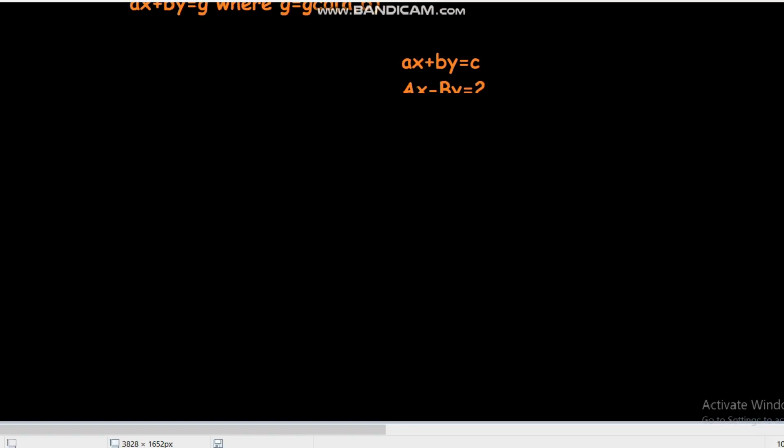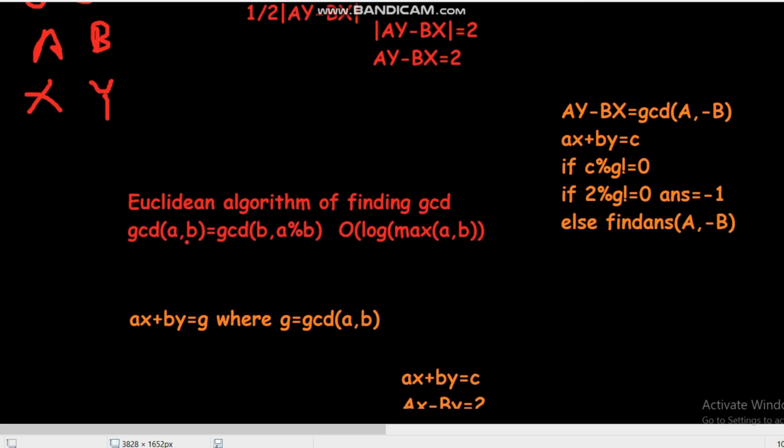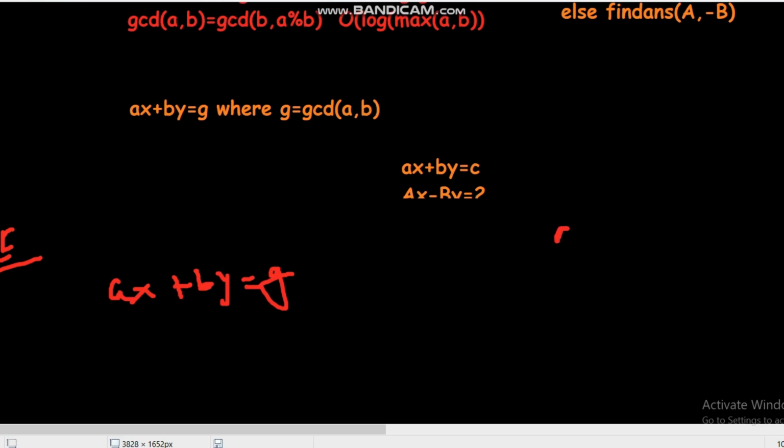Now let me explain the extended Euclidean algorithm. Let me write here. Our equation is ax plus by equals g, right? Now the Euclidean algorithm says that gcd of a comma b is gcd of b comma a modulo b. So what is a modulo b?